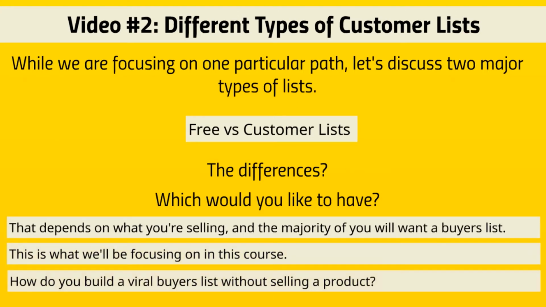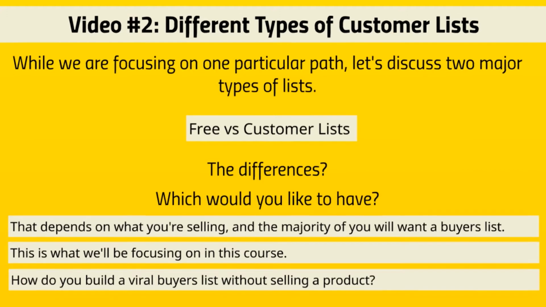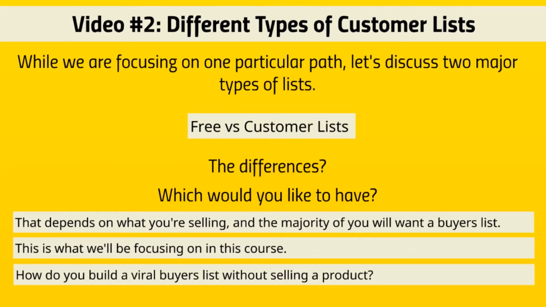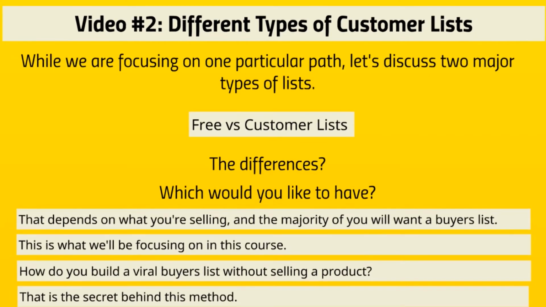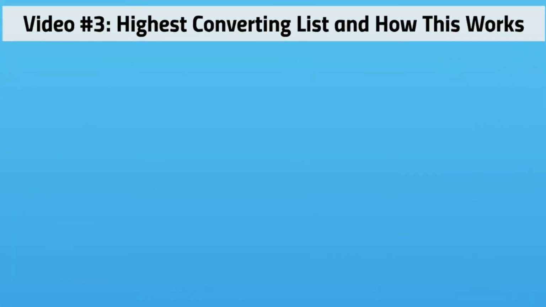And that's really what we're going to be focusing on in this particular video course. Now, the question begs, how do you build a viral buyer's list without selling a product? Because selling a product takes time, and that's not necessarily getting it to build virally and getting other people to build it for you. That is the secret behind this method: you get other people to actually build the list for you. Yes, it does take time, and yes, there is some work involved, but this is the closest thing to that. So with that said, let's move on to video number 3.